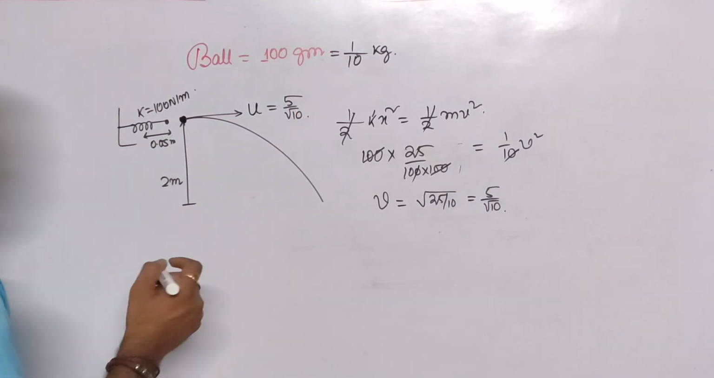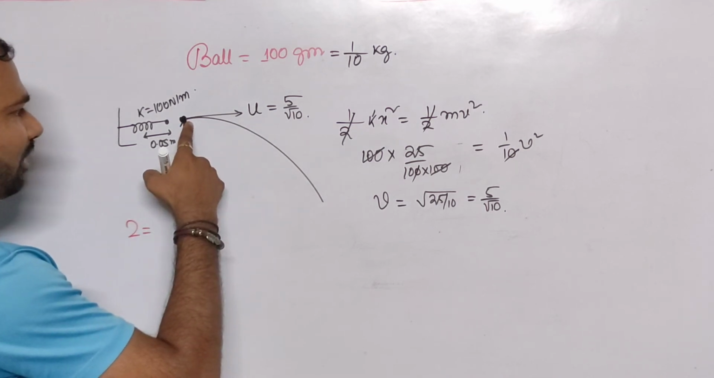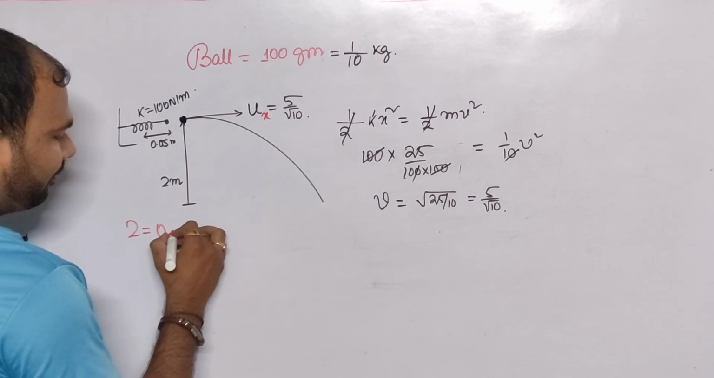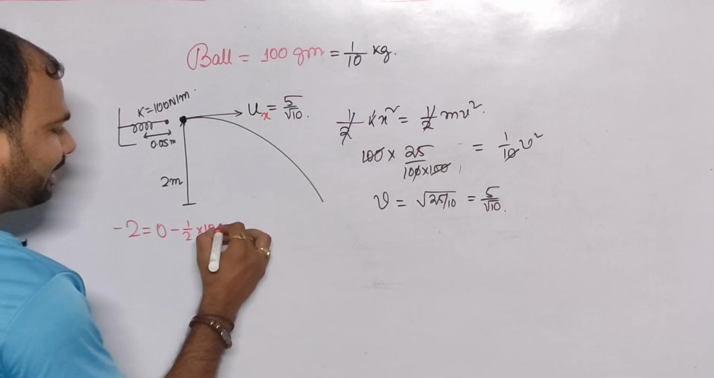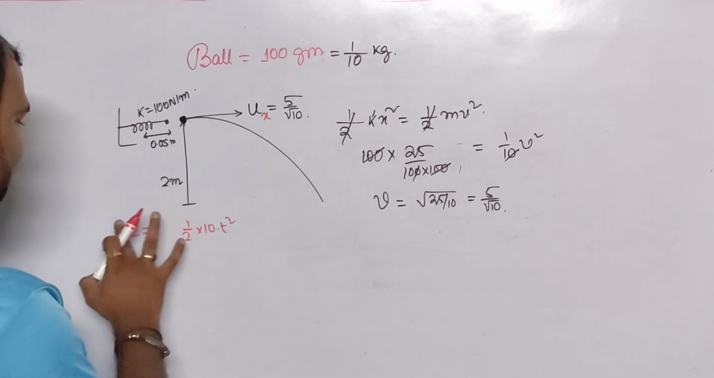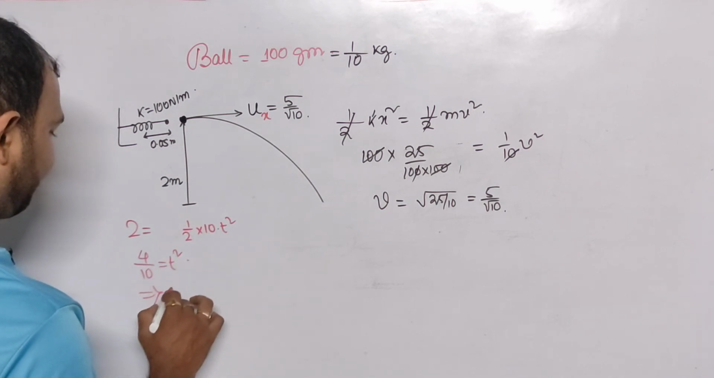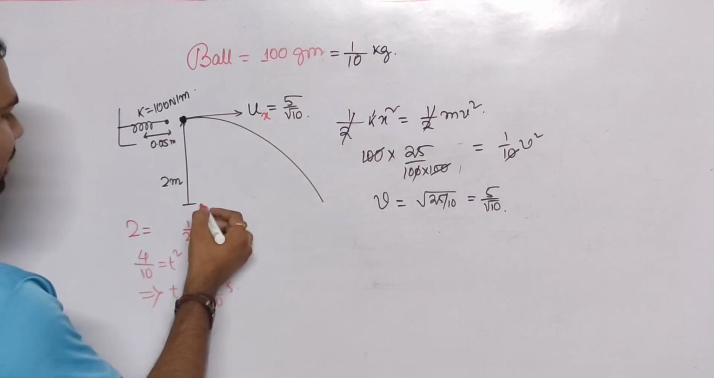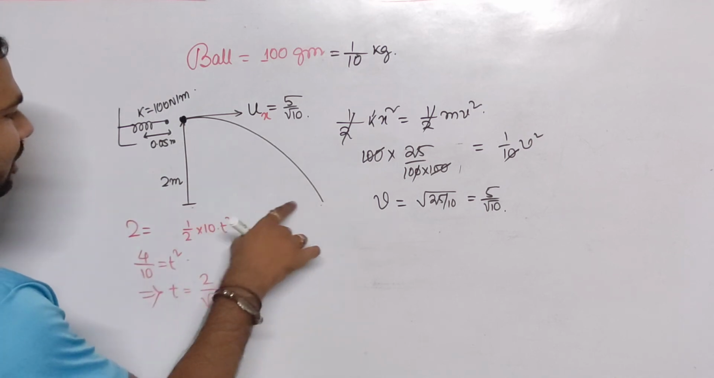We know that along the y-axis, u equal to 0. This velocity is along the x-axis. So minus 2 equals 0 plus, half g, that will be 10 t square, with minus sign. So 4 by 10 equal to t square, which implies t equal to 2 by root 10 second. So it takes 2 by root 10 second to come down. So the time will be 2 by root 10 second for the range.